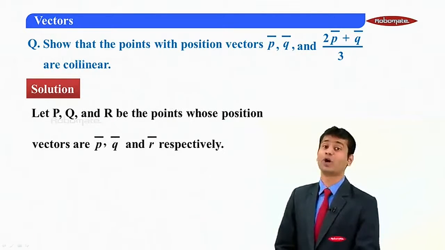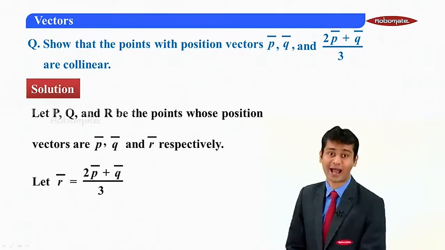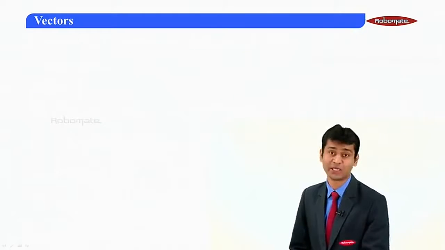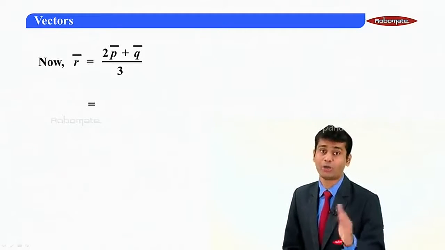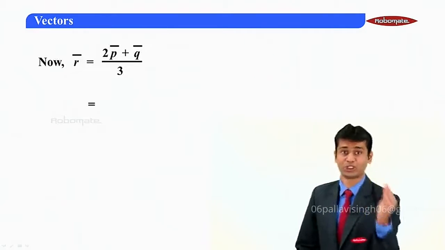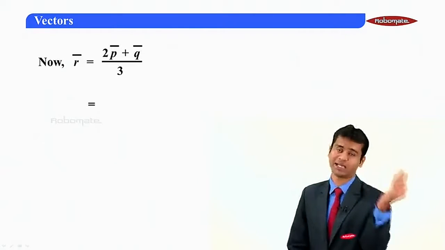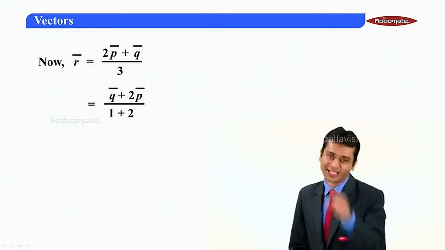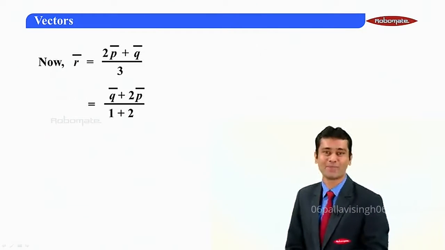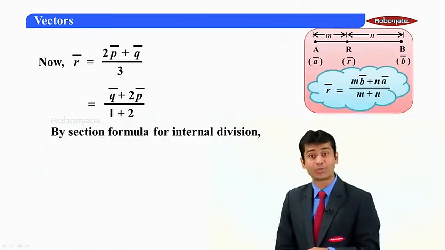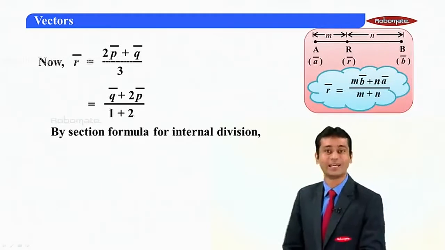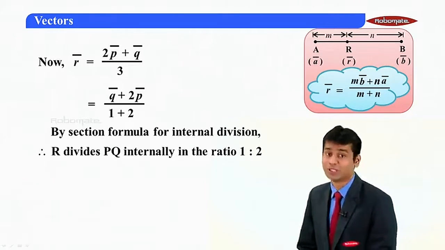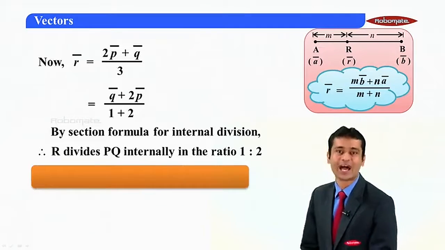Now let us take 3 points P, Q, R with the position vectors P bar, Q bar, R bar respectively. So you get R bar here equal to (2P bar plus Q bar) by 3. You know, in my internal section formula, I always keep the final position first and the initial position afterwards. So I bring Q bar ahead and P bar next. So I get (Q bar plus 2P bar) upon 3. I split it as 1 plus 2. Yes, you recollected the formula. This is of the form (m B bar plus n A bar) upon (m plus n). So by internal section formula, can I say the point R divides the segment PQ internally in the ratio 1:2? Therefore, can I say the points P, Q, R are collinear?